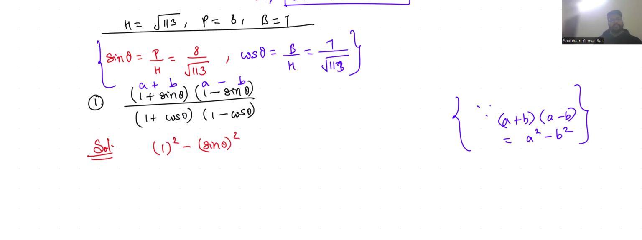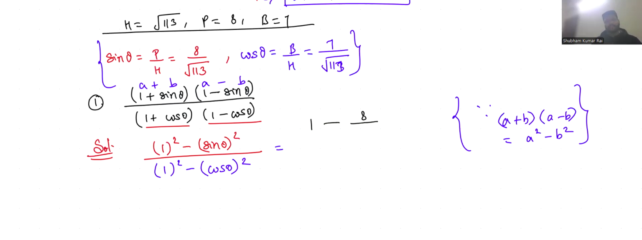And same also here in the denominator part. It will also become 1 square minus cos square, right? So now, if we just substitute the value over here, 1 square will be 1. Sine theta is what? That is 8 upon under root 113. Now, if we move it further, it will become 1 minus 7 upon under root 113 whole square.